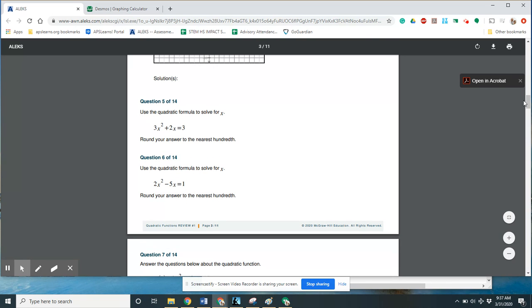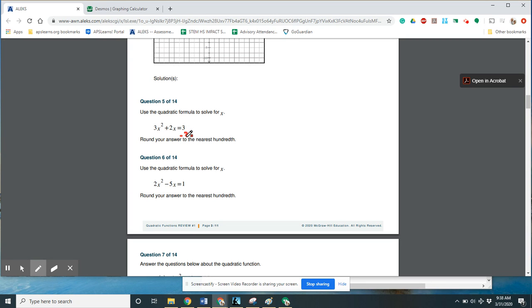Okay, they have some where they ask you to use the quadratic formula. Just remember to get 0 on one side first. So subtract 3 from both sides. -3, -3. You can't subtract the 3 from the x, so it would be 3x squared plus 2x minus 3 is equal to 0.